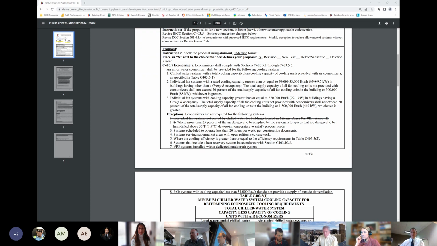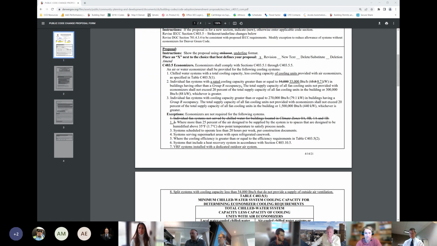Yeah, and I'll jump in. Let me jump in real quick on number 7 as well. The VRF system with the dedicated outdoor air system, the dedicated outdoor air system is a fan designed to provide just the ventilation air required for the building. And so the 2021 IECC commentary talks about why exception number 7 was put in there. And the idea is that if we required the VRF system with a dedicated outdoor air system to also have an economizer, that dedicated outdoor air system would then need to be oversized with a larger fan to be able to provide the required air in an economizer mode.